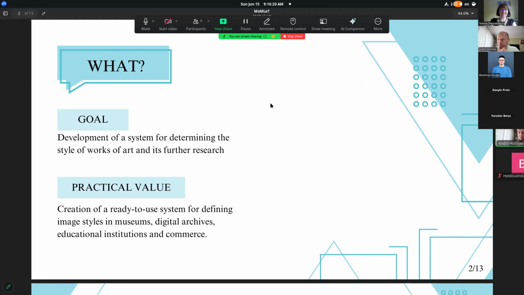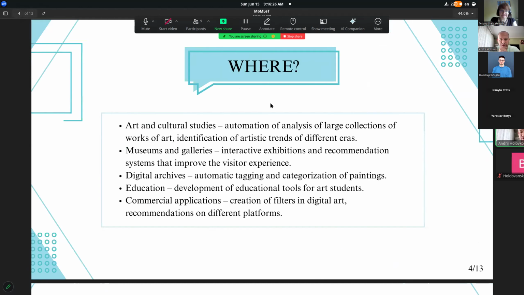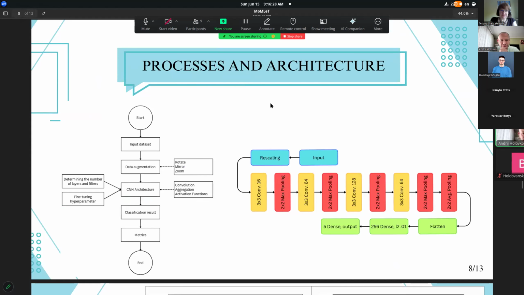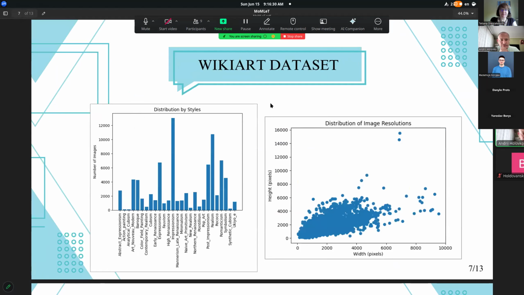I'm actually curious about the training data set. Maybe I missed it because I'm still trying to catch up. But what was the training data set? How were you able to find it? It was WikiArt. Okay, I see. Many researchers use it, and many articles describe it. So I said, well, if it exists and it is quite well regarded, why not try it myself?